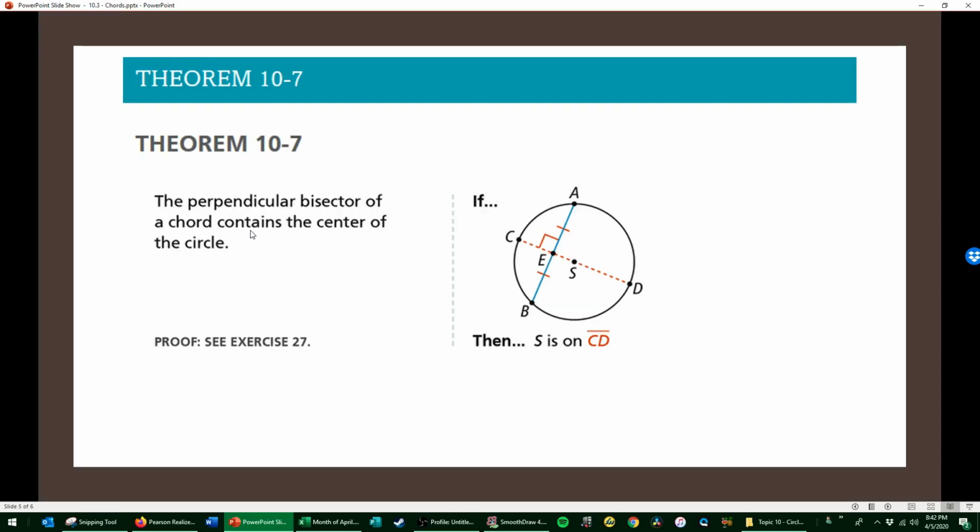This is exactly the same thing, just worded differently. This time it's kind of the backwards version. The perpendicular bisector of a chord contains the center. There is no way to bisect a chord, again, that's the blue line, it has a start point and an end point on the circumference, if we are going to bisect that at 90 degrees, that line that bisects it must pass through the center.